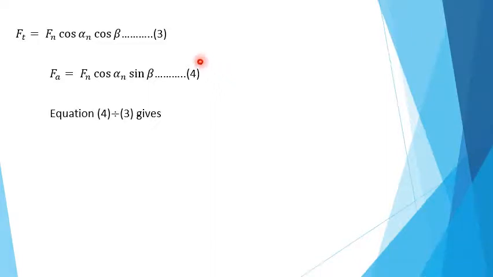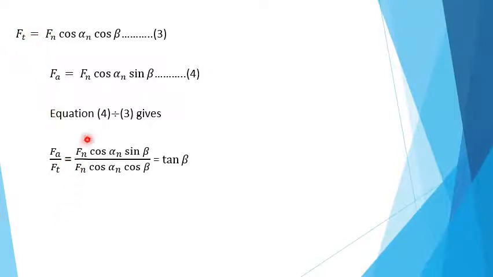Now equation 4 divided by equation 3 gives Fa divided by Ft, that's equal to Fn cos alpha n into sin beta divided by Fn cos alpha n into cos beta. Here Fn cos alpha n and this Fn cos alpha n will cancel. What we get is sin beta by cos beta, that's nothing but tan beta. Therefore we can write the axial force Fa as Ft into tan beta. This is available in equation 12.21 from the design data handbook.